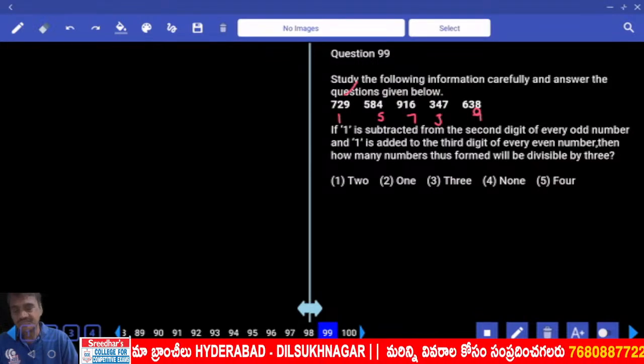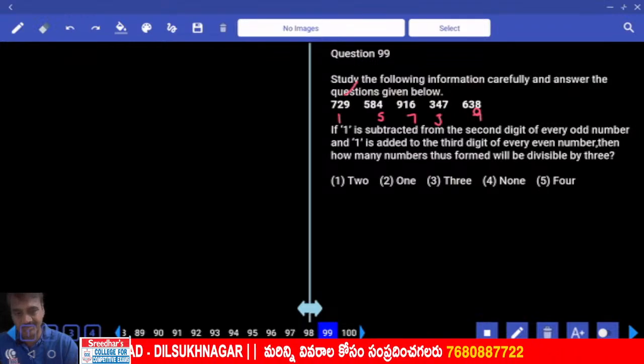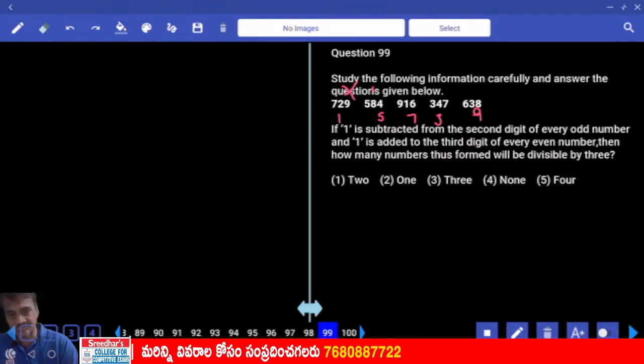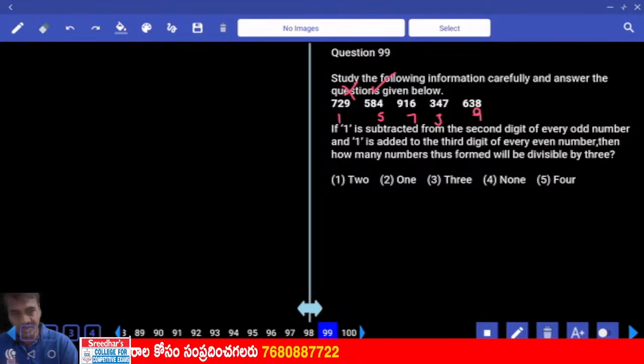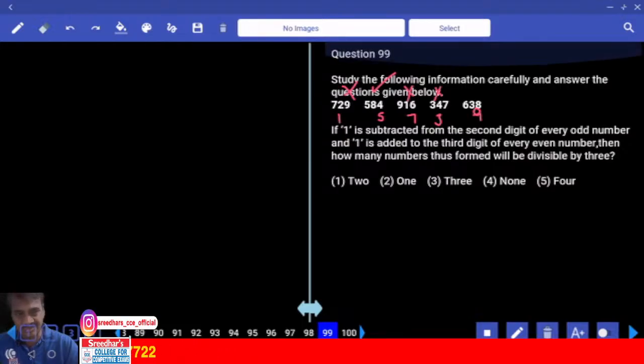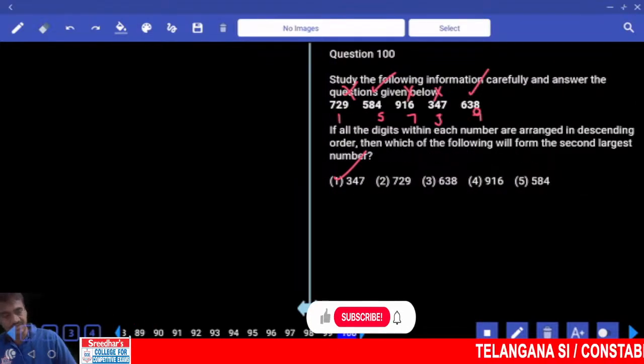How many numbers thus found will be divisible by 3? Now 7 plus 1, 8. 8 plus 9, 17, not divisible by 3. 5 plus 8, 13 plus 5, 18, divisible by 3. Now 9 plus 1, 10 plus 7, 17, not divisible by 3. 3 plus 3, 6 plus 7, 17. 6 plus 3, 9 plus 9, 18. How many numbers are divisible by 3? 2. That is given in choice 1, 99.